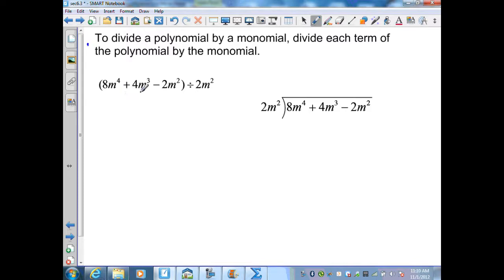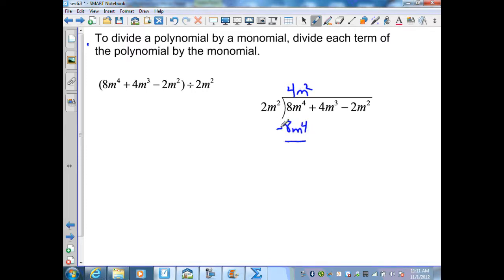I want to divide a polynomial by a monomial. I want to divide each term of the polynomial by the monomial. Here I have my dividend, and this is my divisor. So I'm going to set this up just like my numerical example. Now I want to multiply my divisor to see how close I can get to 8m to the 4th. So I multiply 2 times 4, that gives me 8, and m squared times m squared to get m to the 4th.